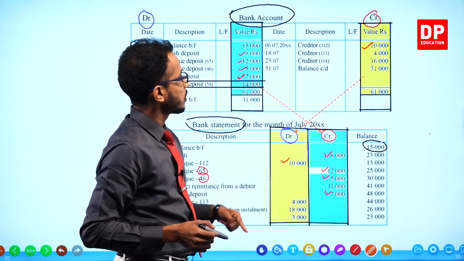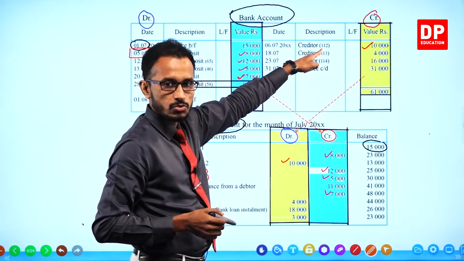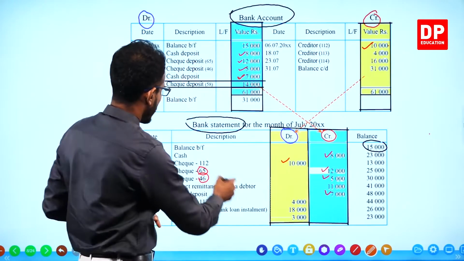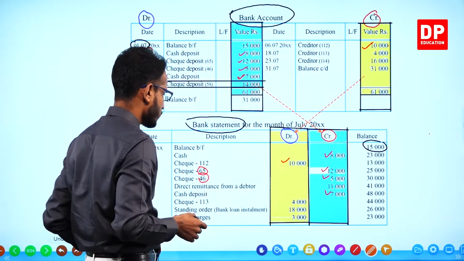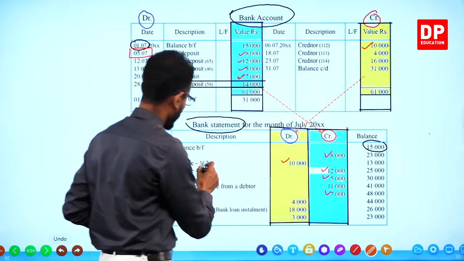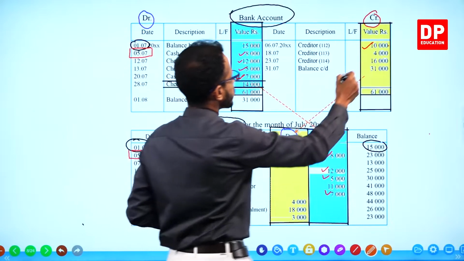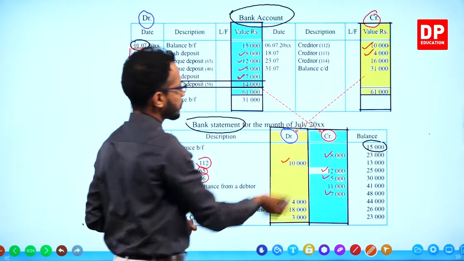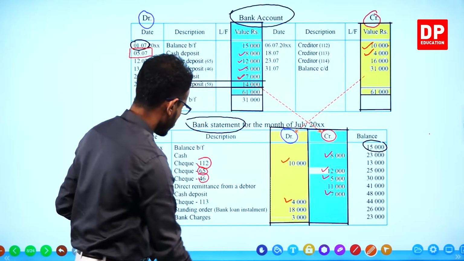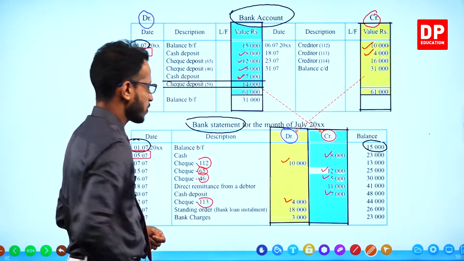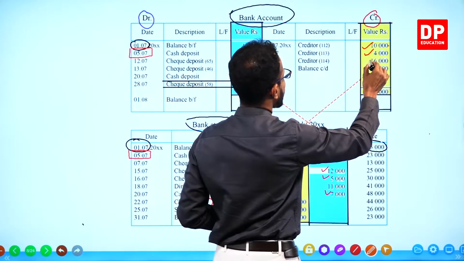Creditor 112, that means the check number which is issued. Check number 112 is here. Next we have 4,000, check number 113. It's here. Check number 113, done.